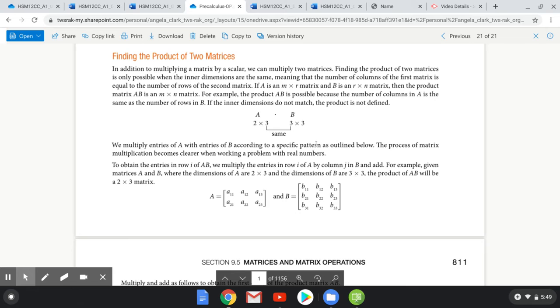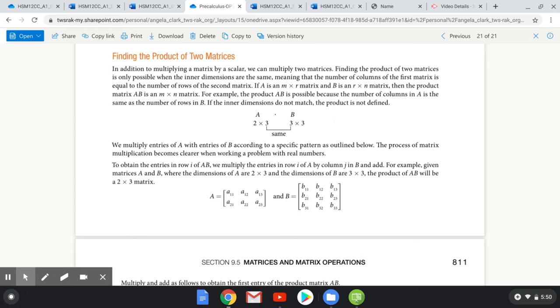But with multiplication, that's going to be different. So when we're multiplying two matrices, the columns of the first one have to match the rows of the second one. So if you have them set out next to each other, it's the inner dimensions that need to match. So the inner dimensions need to match, and then the resulting matrix will have the outer dimensions. So the resulting matrix of these two is going to be a 2 by 3.